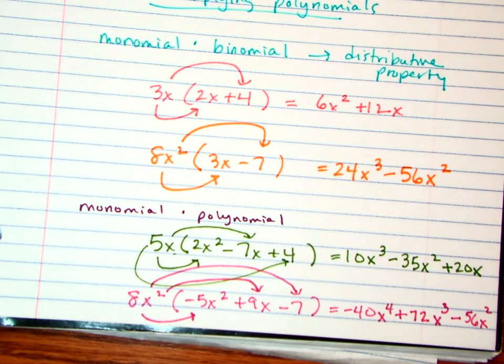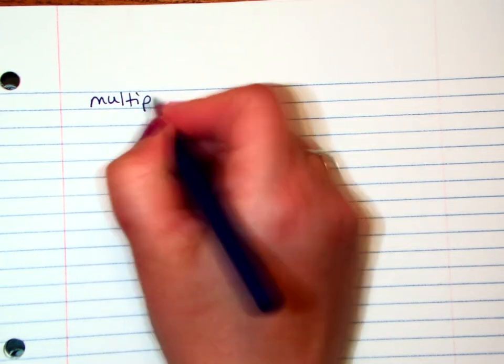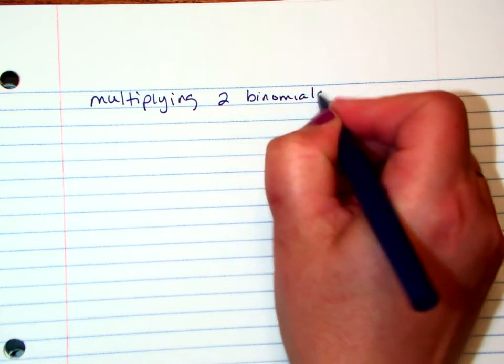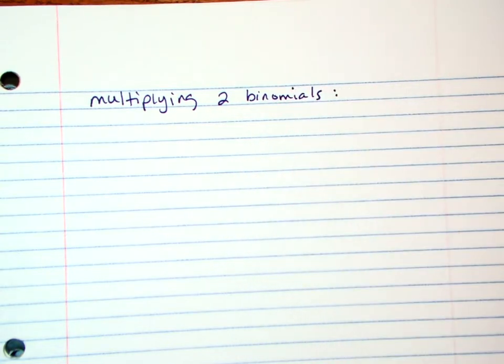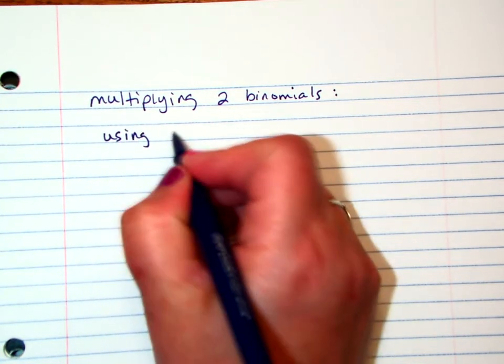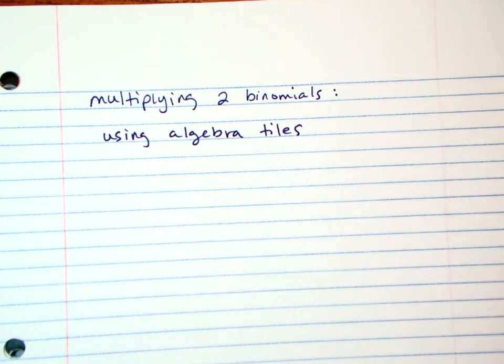Okay, so that's how you multiply monomials and polynomials, and monomials and binomials. Now, the last thing we're going to do is multiplying two binomials. There's a couple ways to do this. You can use algebra tiles. Basically, what you do when you use algebra tiles is you'll write the two things.